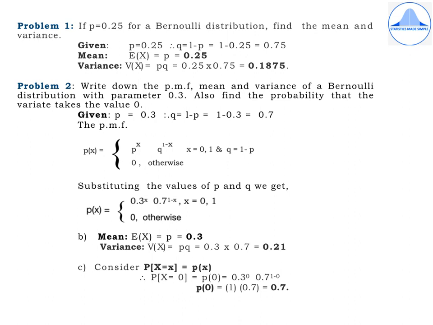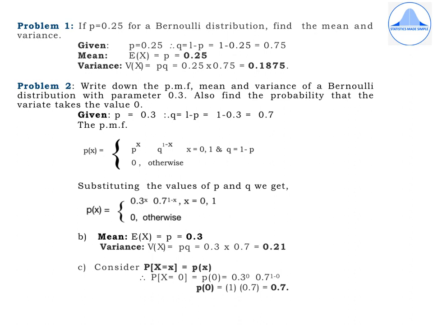Now we move on to the second problem. Write down the PMF, mean and variance of a Bernoulli distribution with parameter 0.3. Also find the probability that the variate takes the value 0. So the solution will be, write given P equal to 0.3, calculate Q using the formula 1 minus P, which results in 0.7.